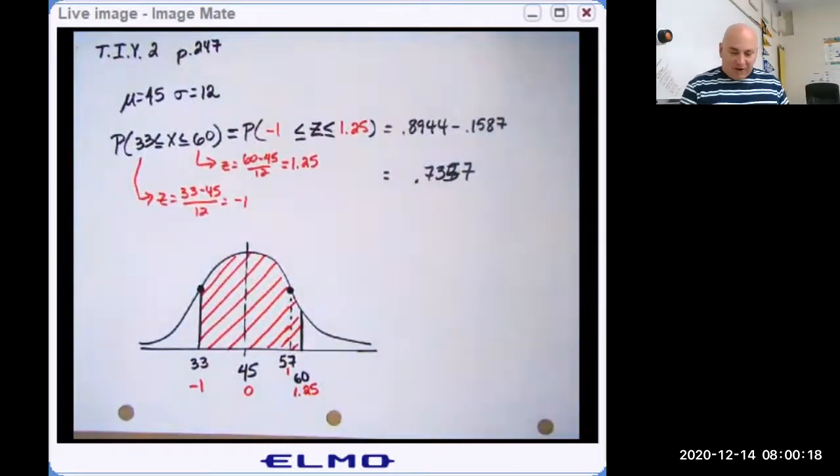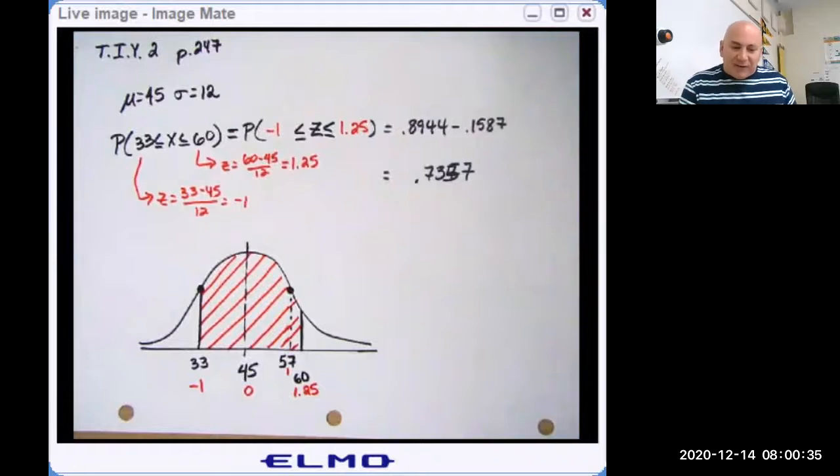Next problem, try it yourself, number 2 on the bottom of page 247. What is the probability that the shopper in example 2 will be in the supermarket between 33 and 60 minutes? All right, so we have to go back up to example 2.